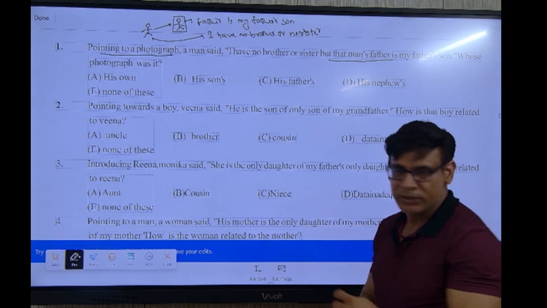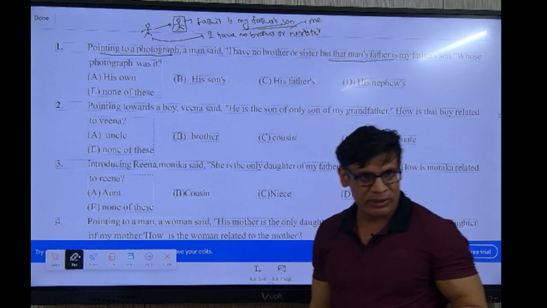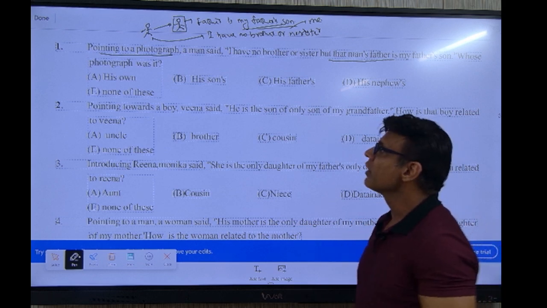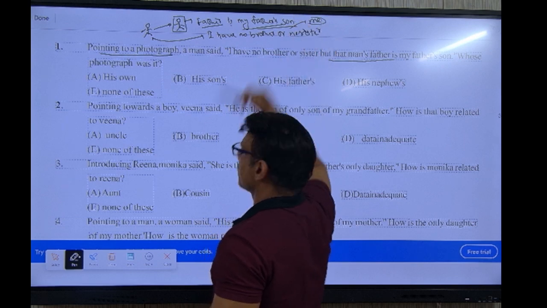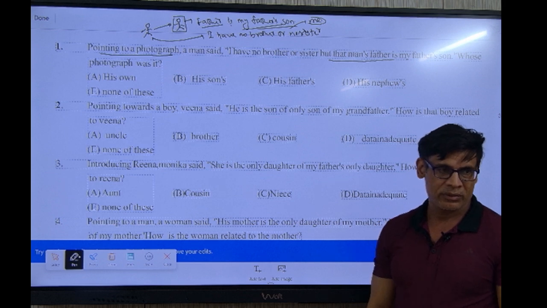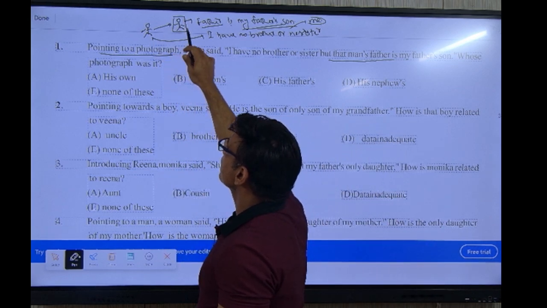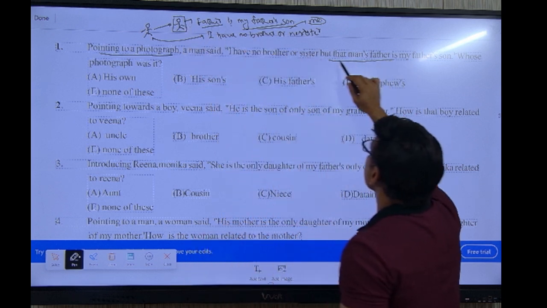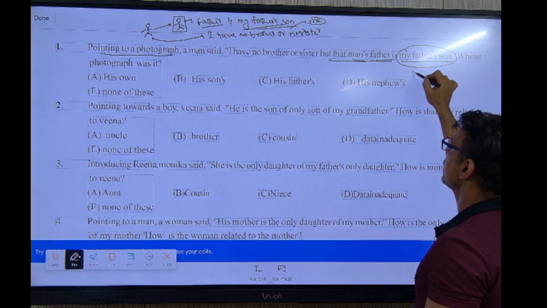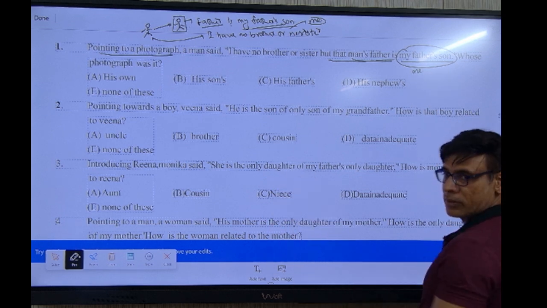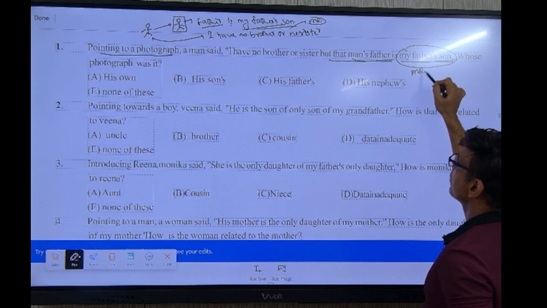First of all, who is my father's son? Me only, right? Who is my father's son? Me only, because I don't have any brother or sister. Now this person is saying that this person's father is me. That man's father is my father's son. Who is my father's son? Me only. So better to solve it from behind. My father's son means me.